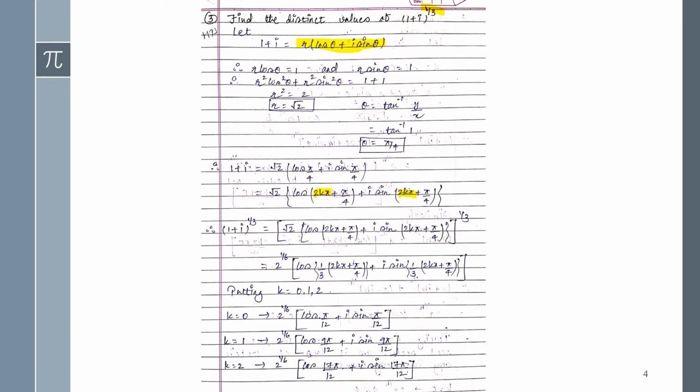So you can write the values of k for n equals 1 upon 3 power. The values of k will be 0, 1 and 2, because we can't take 3, since k goes up to n minus 1. So I have written here the values of k, that is 0, 1 and 2. Applying one by one all the values of k, you will get the final answer.